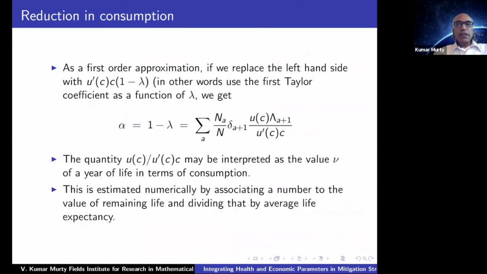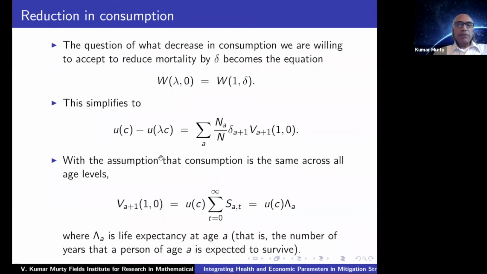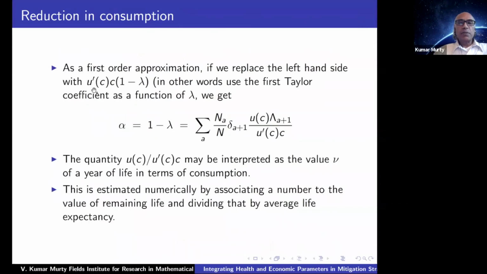Okay. So then as a first order approximation, you say, well, I haven't specified a utility function. And by the way, in practice, people choose a utility function, and even in their paper, they take various functions. But at this stage, if you want to just make a first order approximation, you think of this as a function of lambda now, and just take the first order approximation. So you replace it by U prime C times 1 minus lambda, the first term in the Taylor expansion, and you get an expression for 1 minus lambda that looks like this.